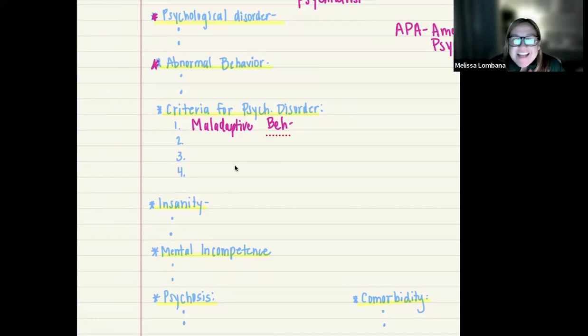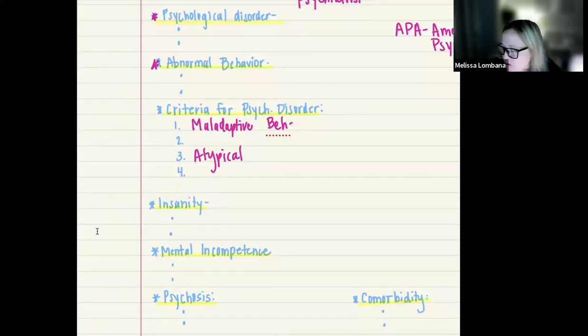Then the next one is atypical behavior. Write it down. Atypical behavior is behavior that deviates from what is considered socially or culturally normal. That would be considered atypical. And then the last one is a violation of cultural norms. And this is again basically any type of behavior that deviates from what's culturally accepted. It's considered unacceptable or intolerable. So it's a little bit more extreme.